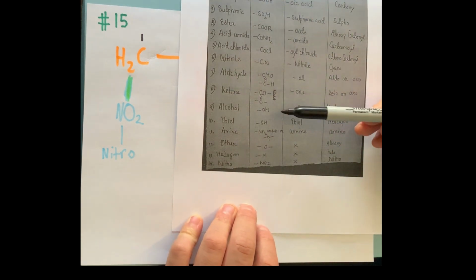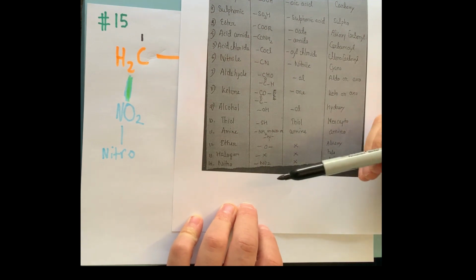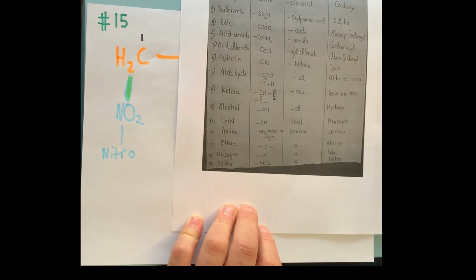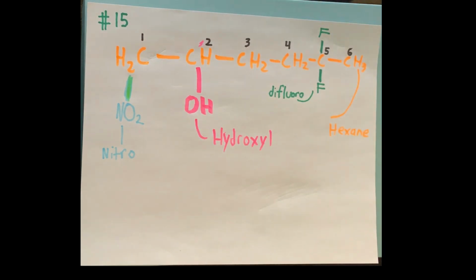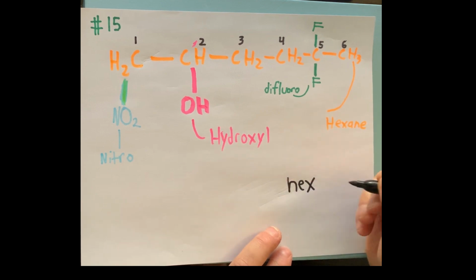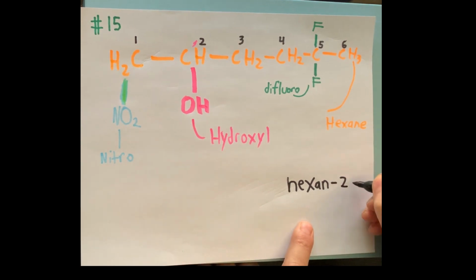So we got an alcohol, we got our halide, and so I'm going to say the parent chain suffix is an alcohol. So I'm going to start by writing hex, and now our alcohol is on the second carbon. So 2-dash-ol, which we learned in class.